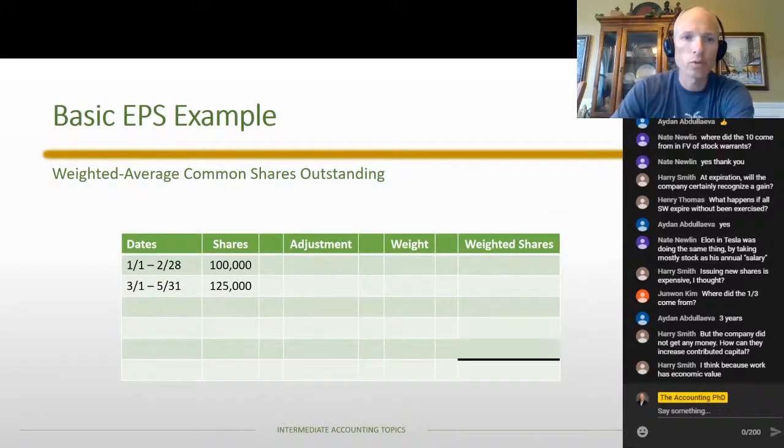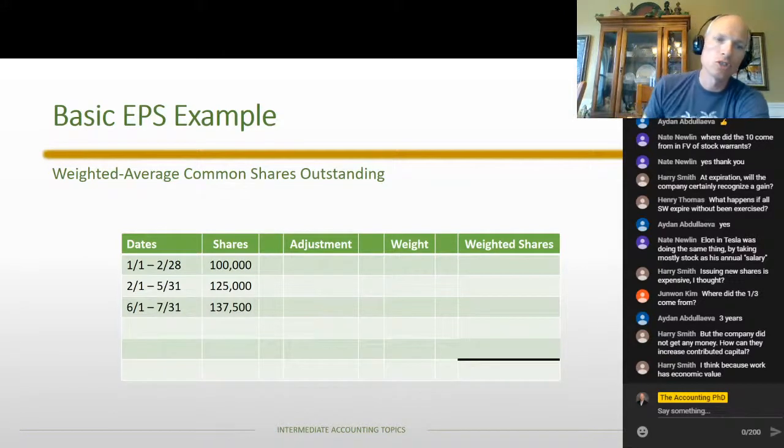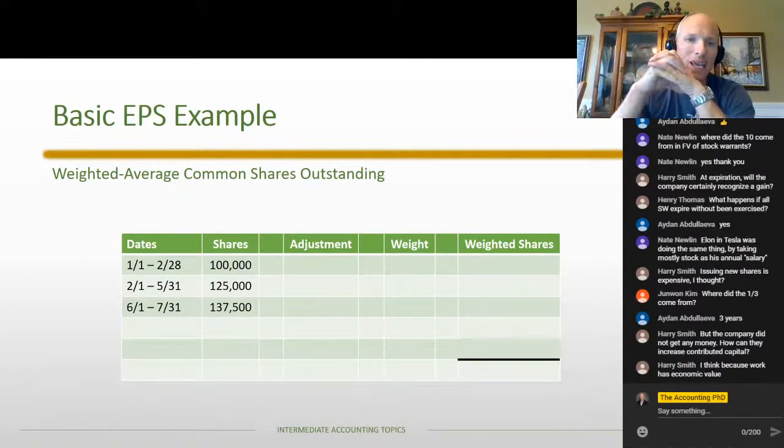So then on March 1st, we issue an additional 25,000 shares. So the number of shares physically outstanding goes from 100,000 to 125,000 shares. Then on June 1st, we have a 10% stock dividend. That 10% stock dividend increases the number of shares outstanding by 12,500 shares. So the total number of shares now goes from 125,000 to 137,500 physical shares outstanding.